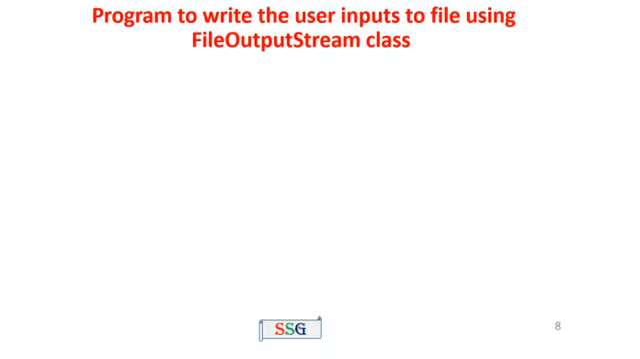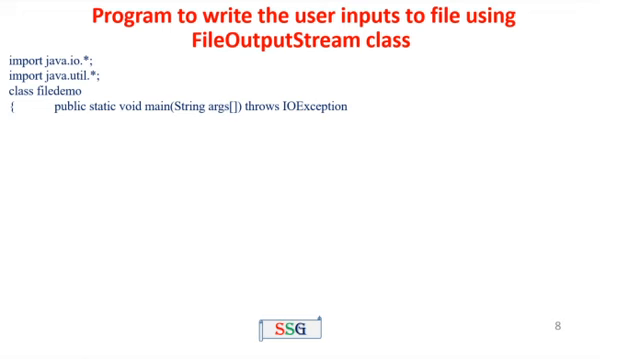Next one, a program to write the user input to a file using file output stream classes. The first program is to write some content to the file using file output stream classes. Keep in mind, file output stream classes are used to write the content of the file. The first one, for file output stream, we have to import the header file: import java.io.*, which is compulsory. The next one, import java.util.*, that is the scanner for getting the user input. Then the class name, FileDemo, public static void main throws IOException.